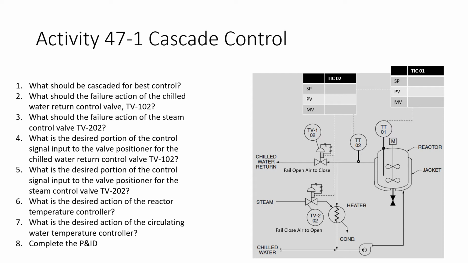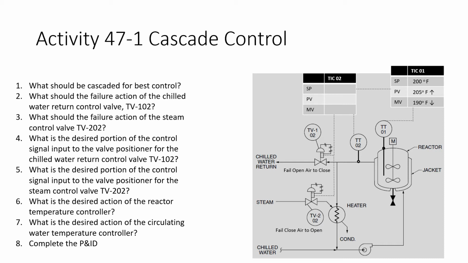The desired action. So is this going to be a direct or reverse acting controller? Well, for the reactor temperature controller, very simple way to do it is just plug in some numbers just like we've always done. Let's just give this a set point. Since the book doesn't give us one, we'll give it a set point of 200 degrees. And let's just say hypothetically we're at 205 and increasing. Well, what do we want to do?